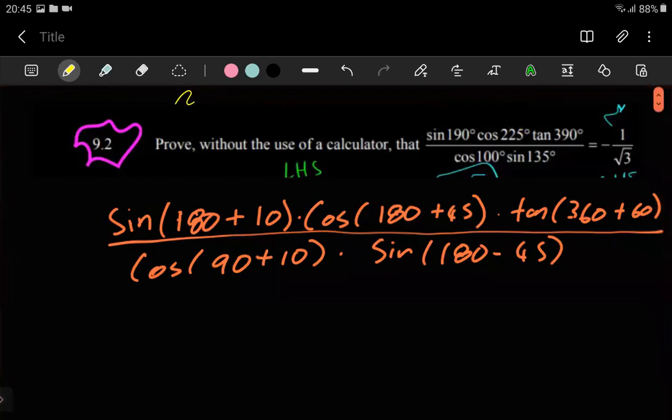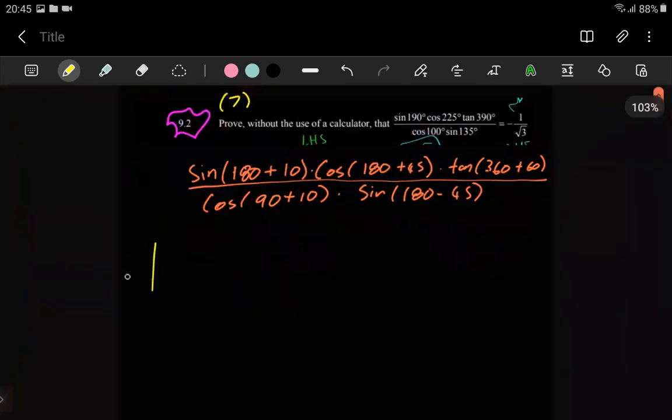Remember, this is a 7-mark question. So you see here, according to our reduction formulae, CAST, 180 plus is in this quadrant where only tan is positive. So it's positive. And then here we have to be careful because we're multiplying stuff together, so we have to keep in mind that we're just multiplying.